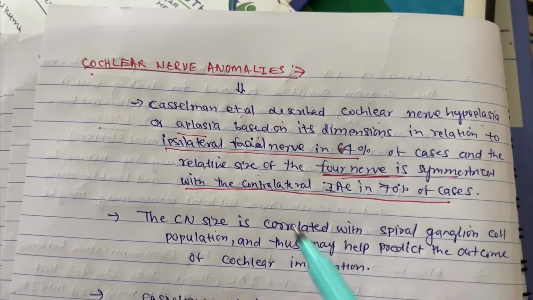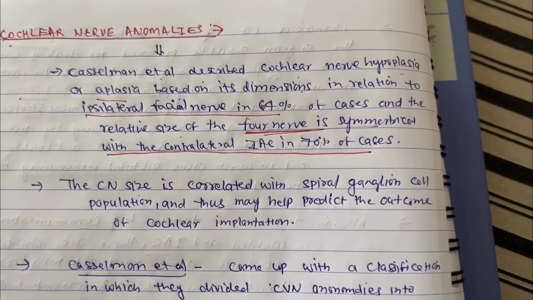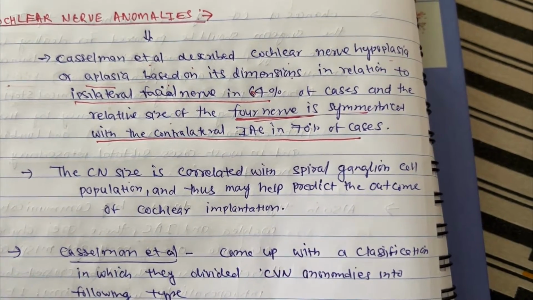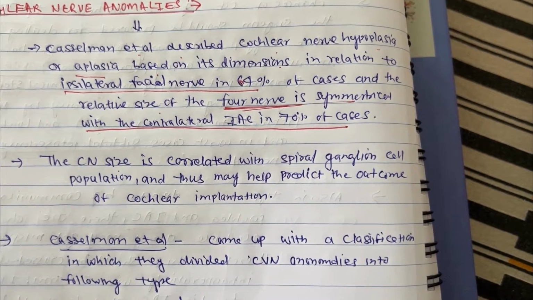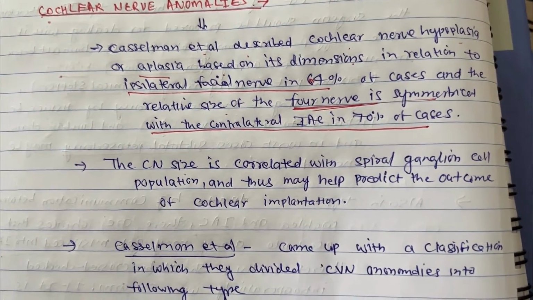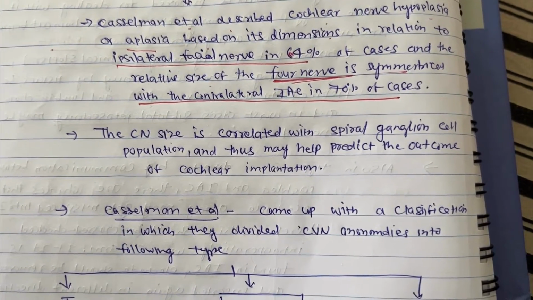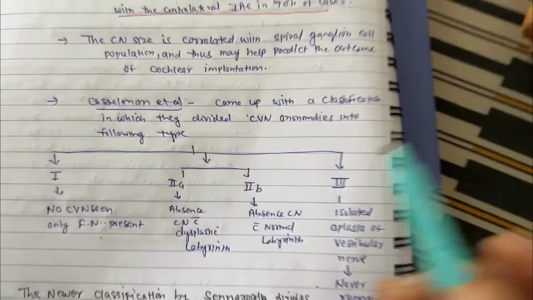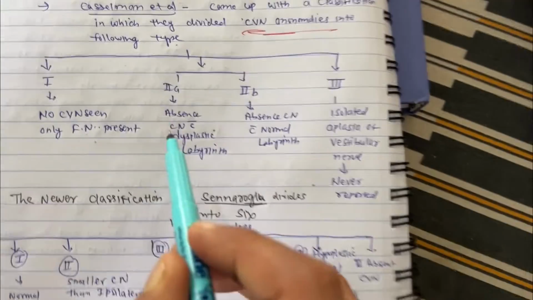So you can see cochlear nerve size is correlated with spiral ganglion cell population, and thus it helps predict the outcome of cochlear implantation. So you should see the symmetry of the cochlear nerve also, and development of the cochlear nerve, before doing the cochlear implantation. Kesselman came with a classification which divided cochleovestibular nerve anomaly into the following 4 types.